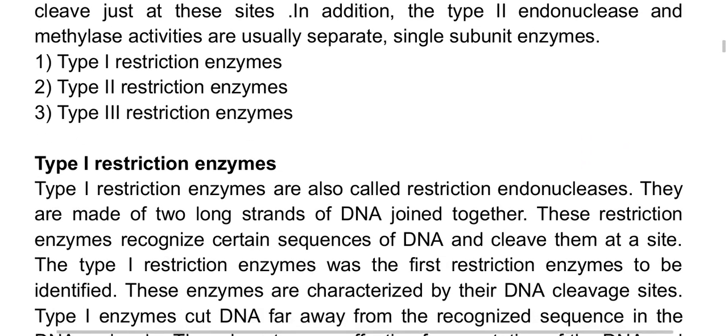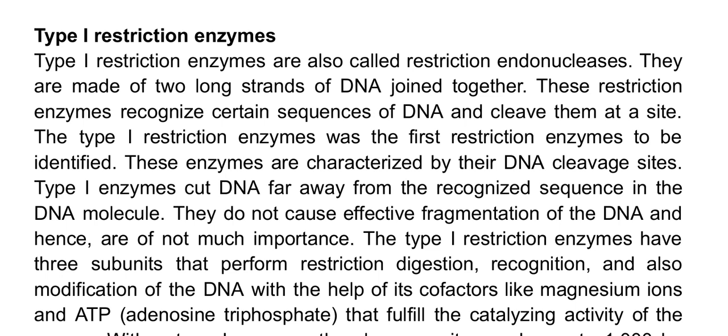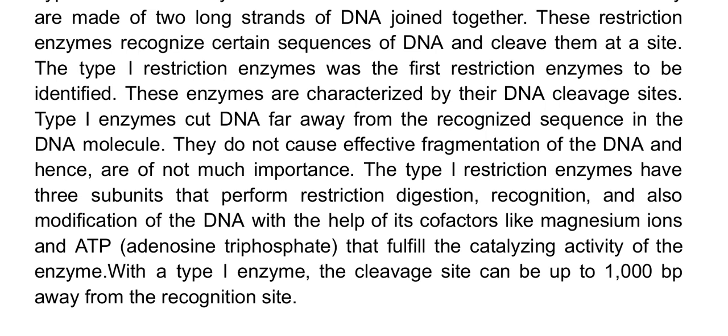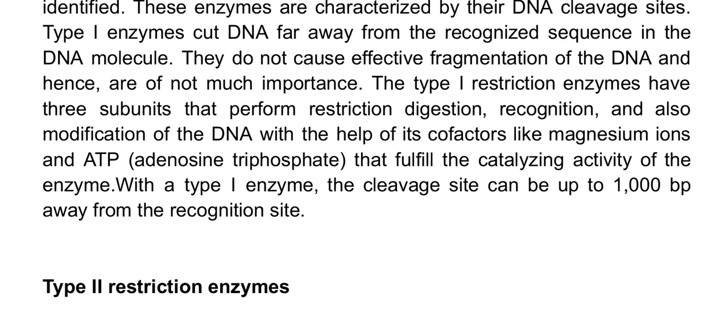Type 1 restriction enzymes are also called restriction endonucleases. They are made of 2 long strands of DNA joined together. These restriction enzymes recognize certain sequences of DNA and cleave them at a site. The type 1 restriction enzymes were the first restriction enzymes to be identified. These enzymes are categorized by their DNA cleavage sites. Type 1 enzymes cut DNA far away from the recognized sequence in the DNA molecule. They do not cause effective fragmentation of the DNA and hence are of not much importance.